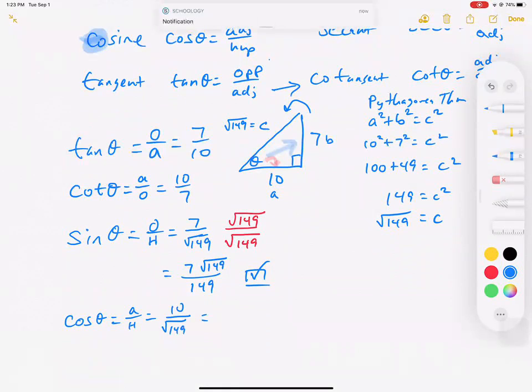Follow-up question: am I allowed to have square roots in the denominator? Are we allowed to walk around with our pants down? No.